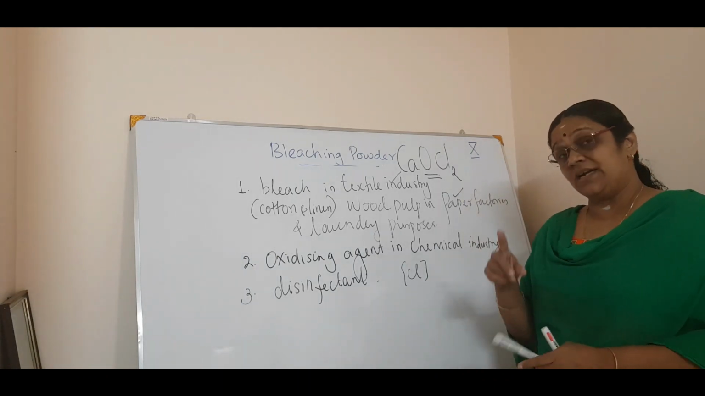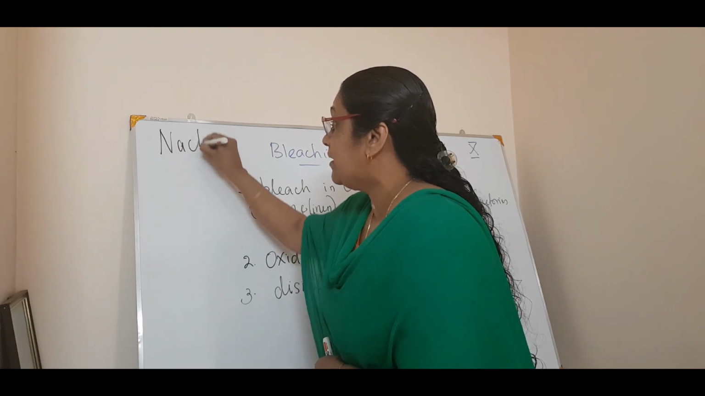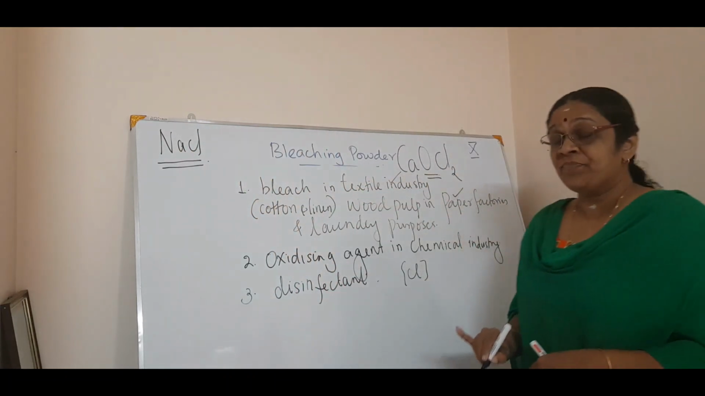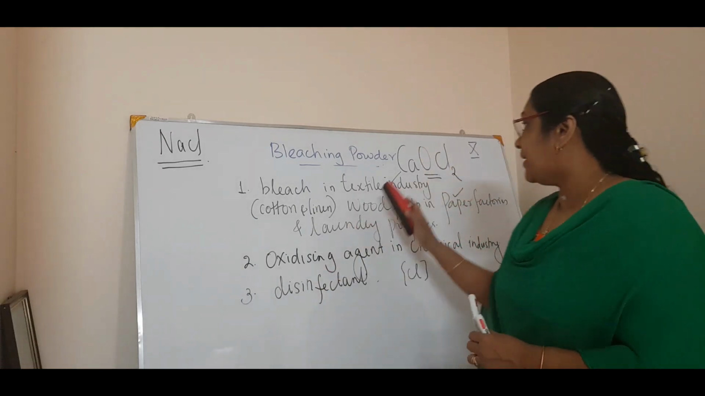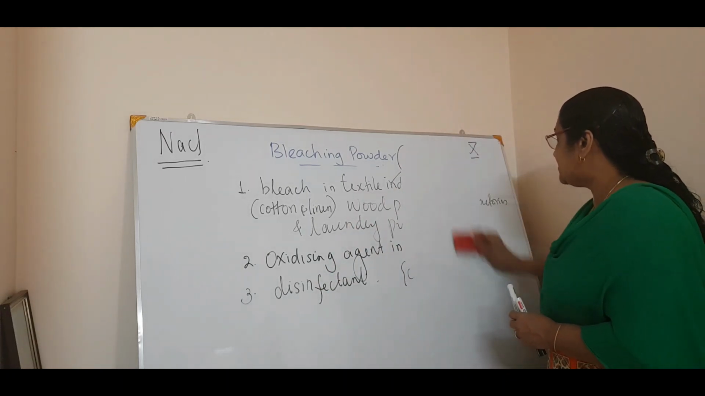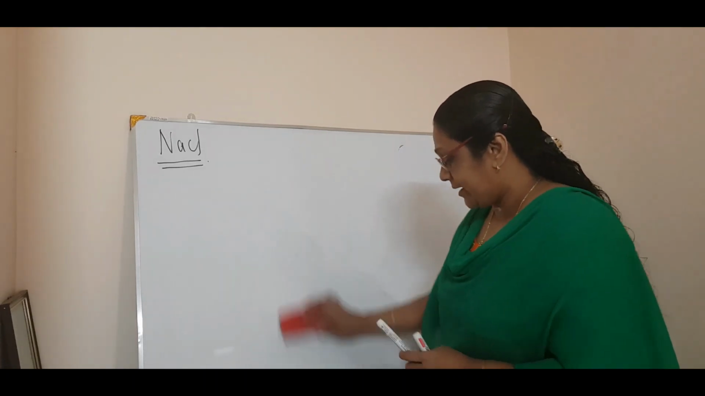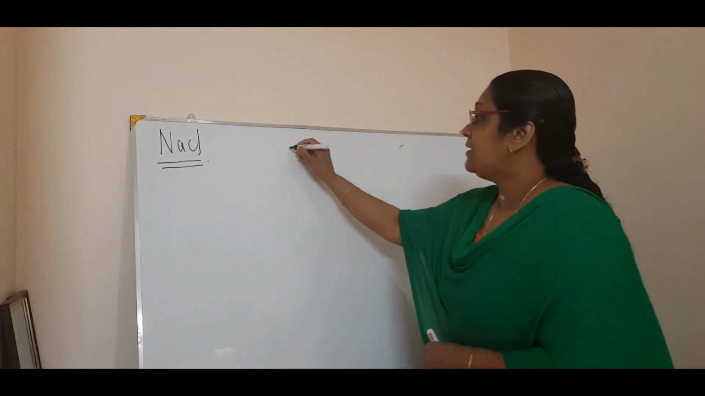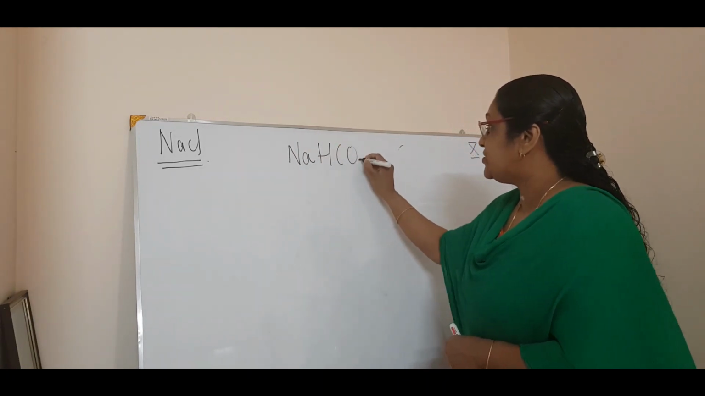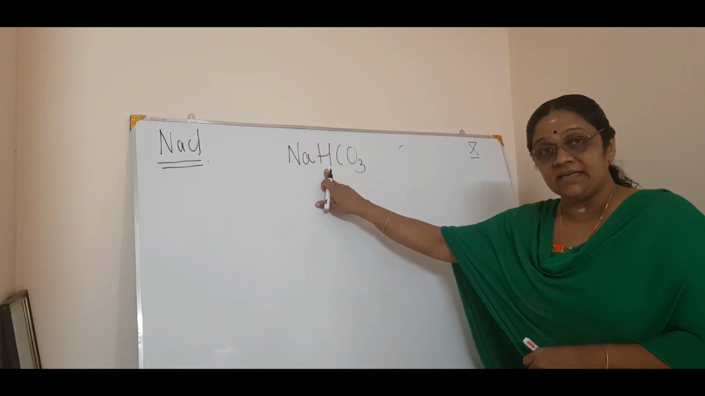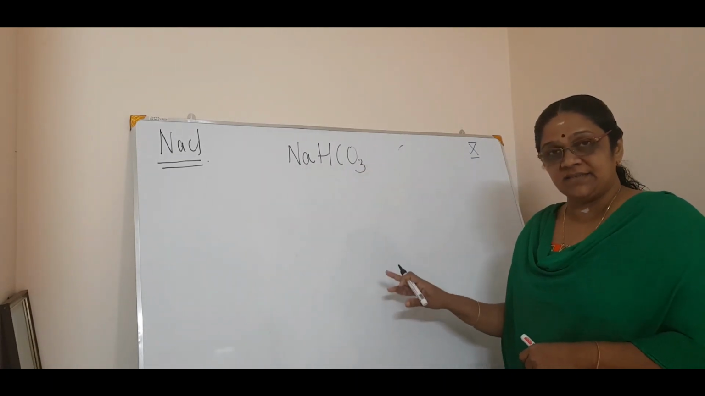That is, you are studying what? NaCl as a raw material, you are studying so many important compounds. Okay. So the next compound is sodium bicarbonate, which you call baking soda. How will you write sodium bicarbonate? NaHCO3. Or you can again call it sodium hydrogen carbonate, isn't it?